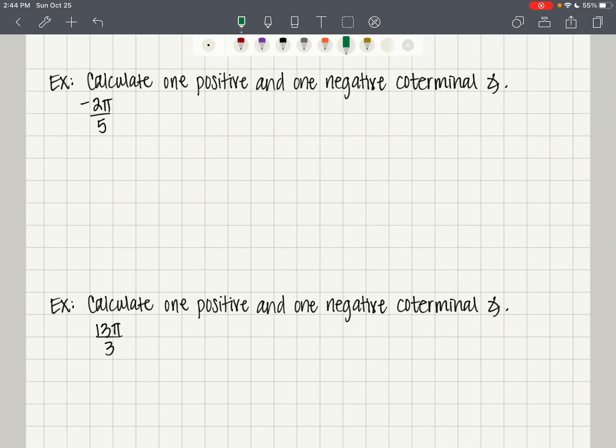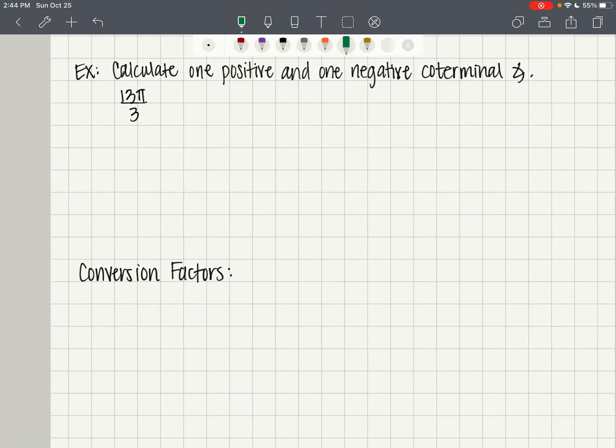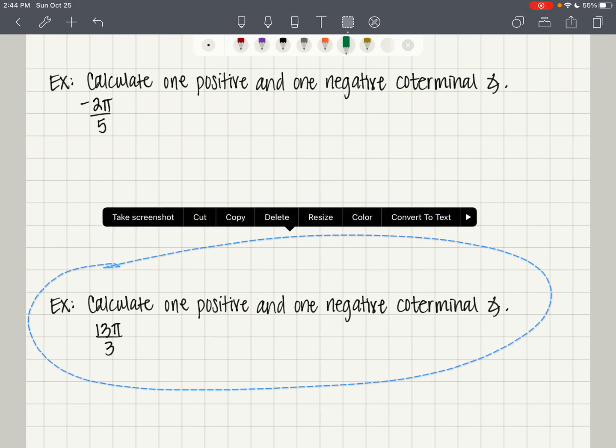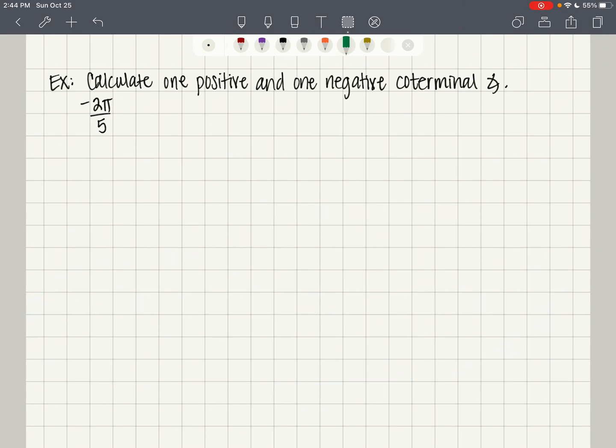Okay, let's try another couple more. Actually, we did 13 pi over 3, so let's just try one more: negative 2 pi over 5. Here, I'll erase this one because we already did this one. Let's try one more, negative 2 pi over 5. Make sure you've got it.